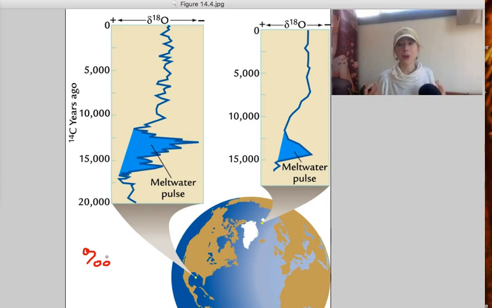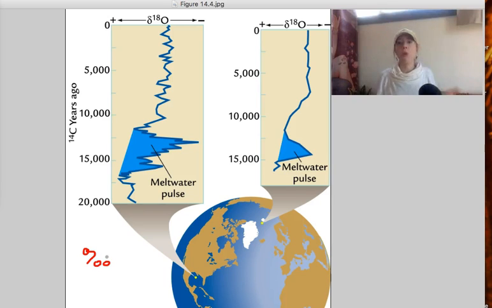Okay, so when an isotope ratio is more negative, that means there's less of the heavy isotope present than that of the standard. So now looking at this, the standard for ocean water is around 0 per mil. And so now thinking about glaciers.